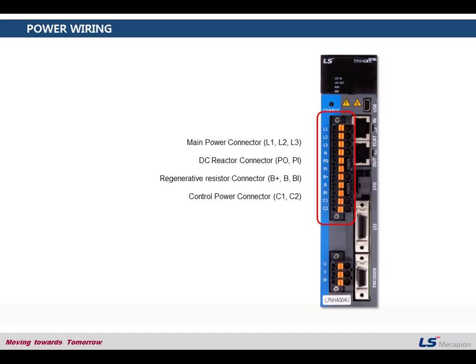There are four functions. First one is the main power connector, and the second one is about DC reactor. Third one is regenerative resistor. And the last one is for control power. They are related to power wire, and if they are not connected in correct way, some alarms may occur. So we will check this today.